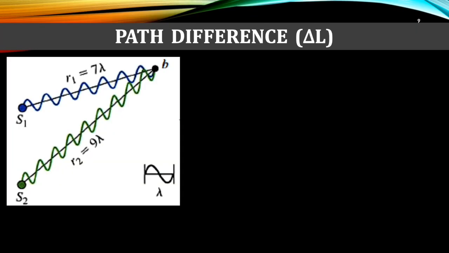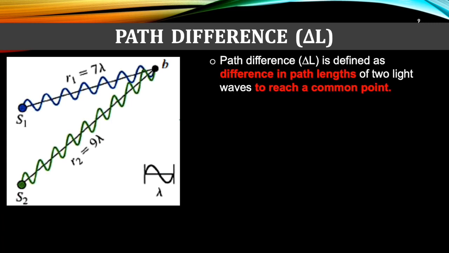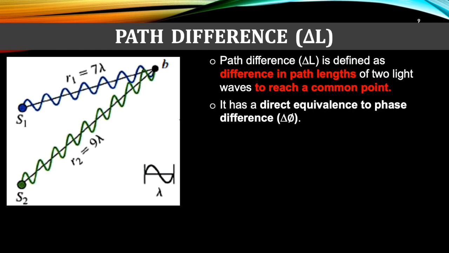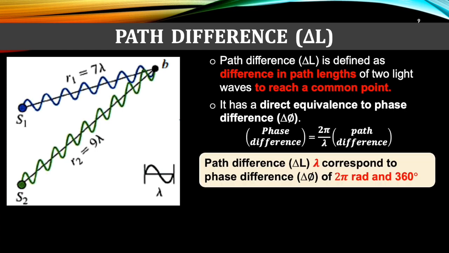Path difference, or delta L, is defined as the difference in path length of two light waves to reach a common point. It has a direct equivalent to phase difference, which is phase difference equal to 2 pi over lambda times path difference. A path difference of lambda corresponds to a phase difference of 2 pi radian or 360 degrees. Delta L is a measurement in length, while phase difference is a measurement in phi, degrees or radians.